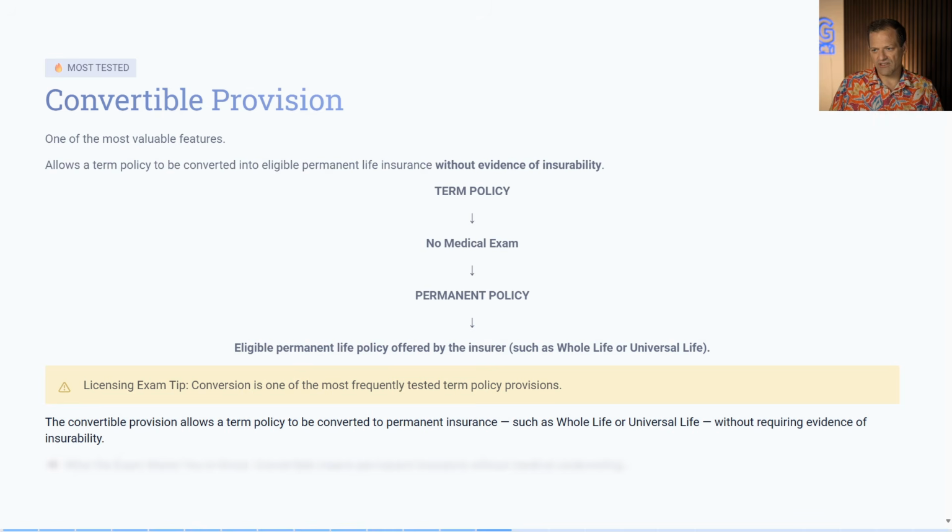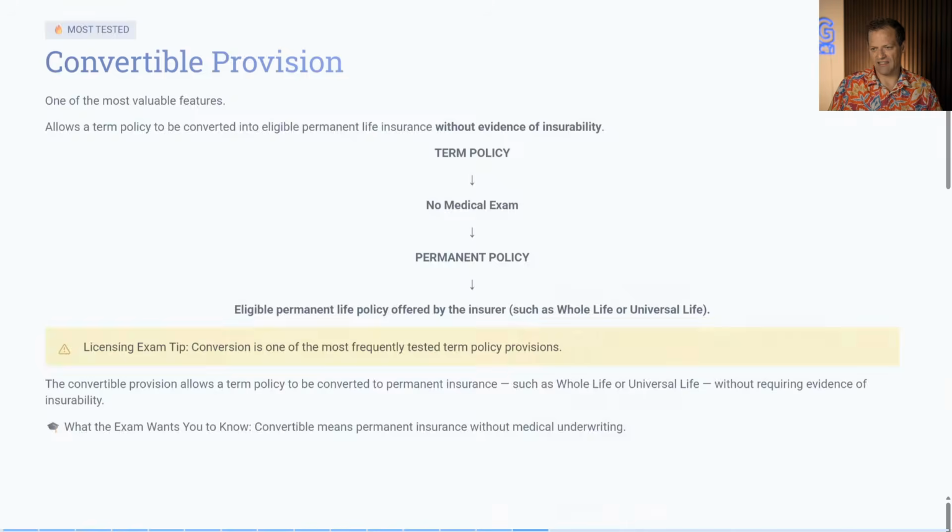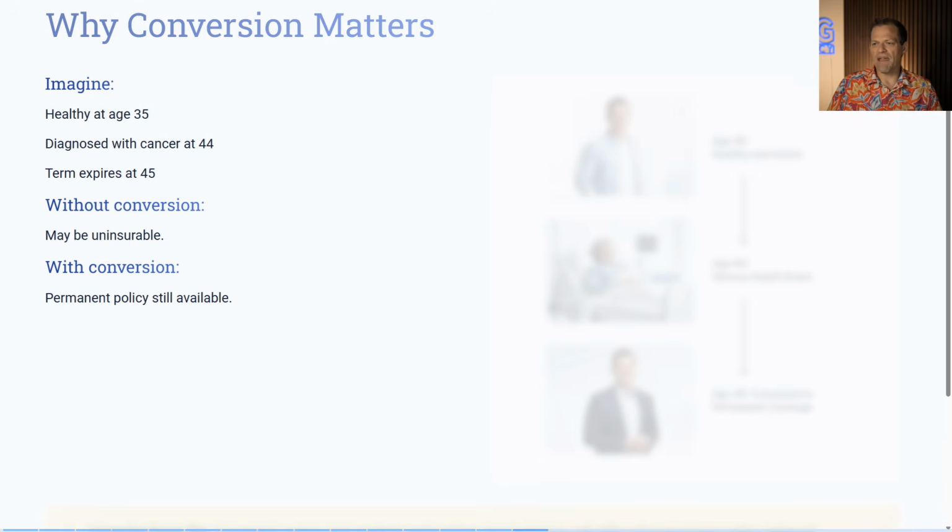And then it allows term insurance to be converted to permanent insurance like whole life or universal life without evidence of insurability. That's the key thing there too. Okay. So why does this matter? Imagine you're healthy at age 35, diagnosed with cancer at 44, and your term policy expires at 45. If you don't have insurance that has a conversion privilege, you're up the creek without a paddle.